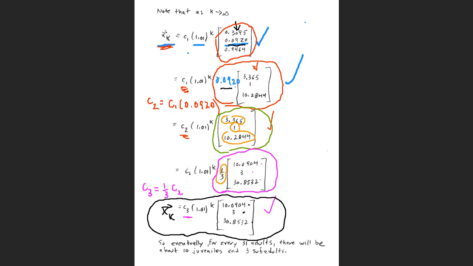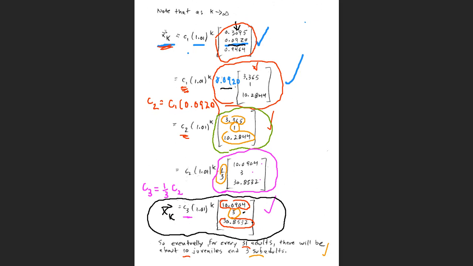And you see, now we can say eventually, for every 31 adults, there will be about 10 juveniles and 3 subadults. And this gives you a lot of insight into how this population works, so to speak.